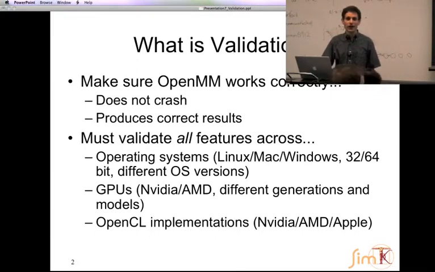Then we have different types of GPUs. We support both NVIDIA and AMD GPUs. In the near future, we'll be supporting Intel GPUs. But then every one of those has different models. So even just NVIDIA GPUs, you've got everything from G80 up to Kepler generations. So it's like 5 different generations of GPUs, et cetera. Then for OpenCL, we have several different implementations of it. NVIDIA has an implementation, AMD has an implementation, Apple has their own implementation which supports both NVIDIA and AMD GPUs. Intel has their own implementation.